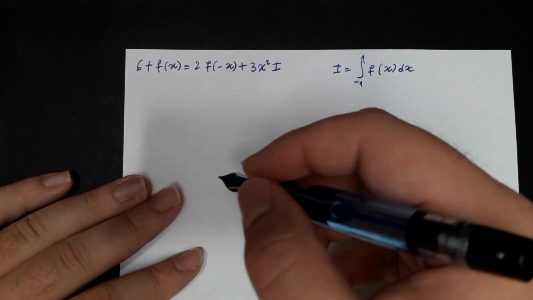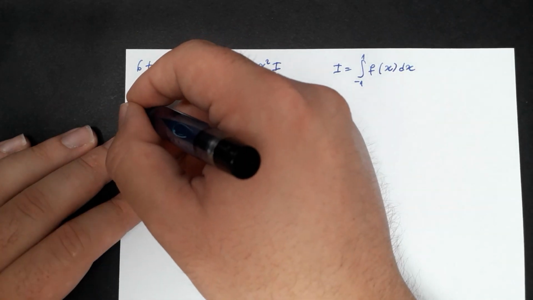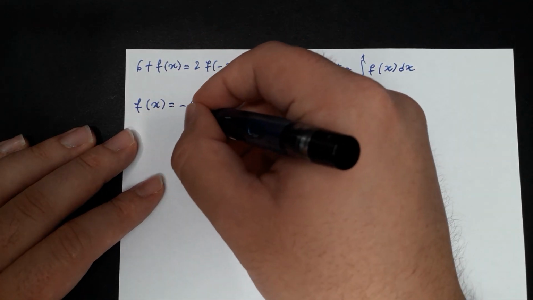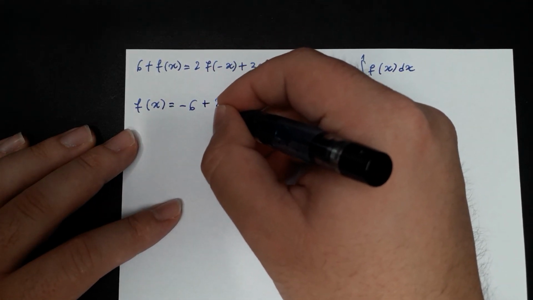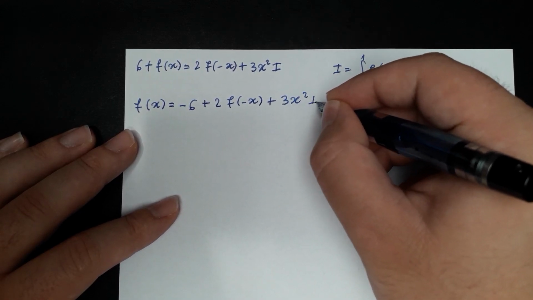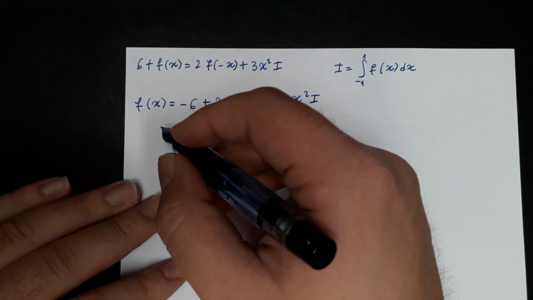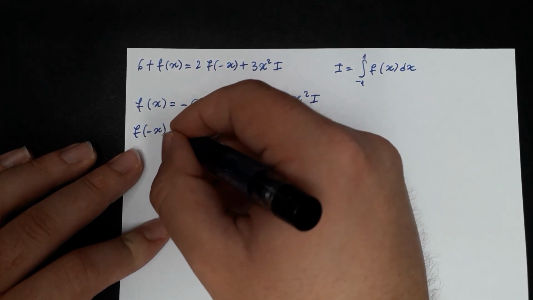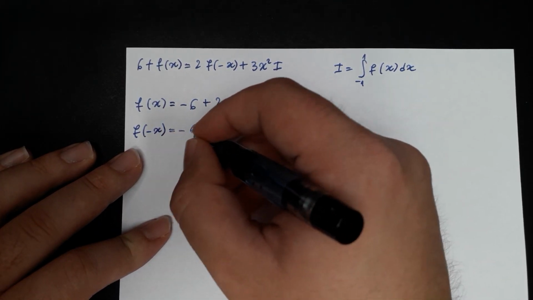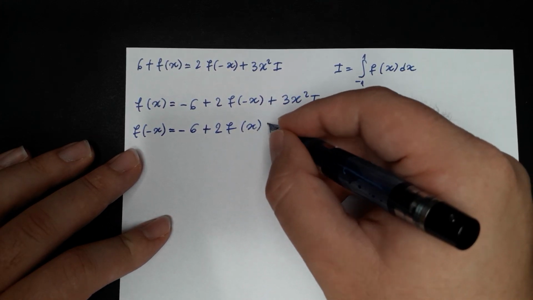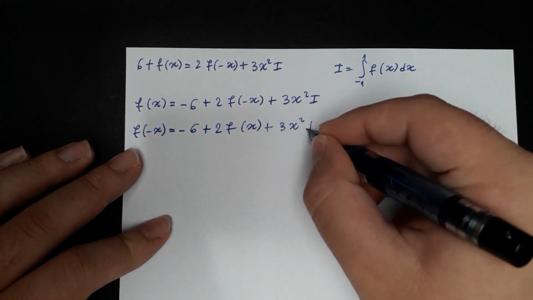So another method by which we can solve this problem is to see what f(x) is. From this equation, it is going to be -6 plus 2f(-x) plus 3x squared I. And then if we plug in the value of -x into this function f, we get this as -6 plus 2f(x) plus 3x squared I.